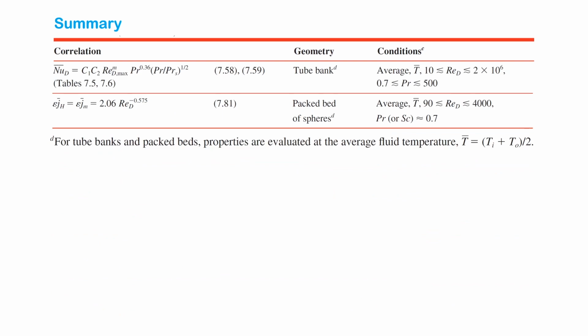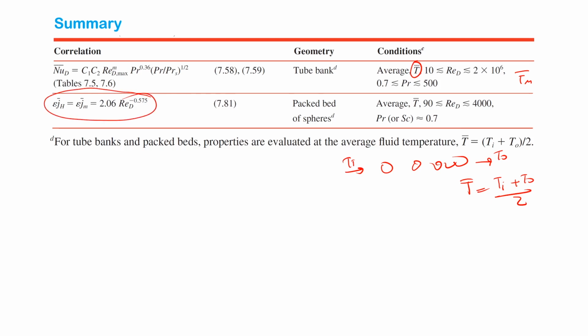So if you have a tube bank, you use T average or T mean. So we have T in, T out. So we calculate the T average, that is inlet temperature of the fluid plus outlet temperature over 2. Or for a packed bed, we have this correlation. And again, in this case, we'll be using average temperature of inlet and outlet. Okay, so these are all of the equations that are available to you.